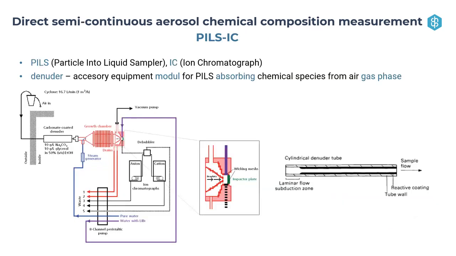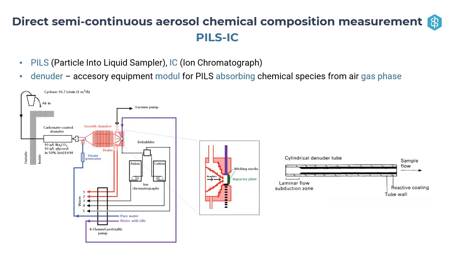PILS stands for particle into liquid sampler, and the device itself is very simple. The aerosol particles enter the setup through an inlet. Then there is a denuder, I will get to that a little bit later. Then they enter a cell where they're mixed with vapor formed from ultra pure water, condensed and transferred into a liquid phase.